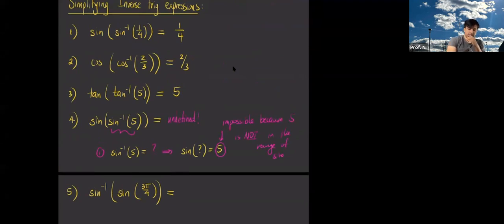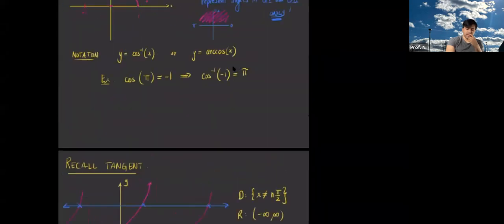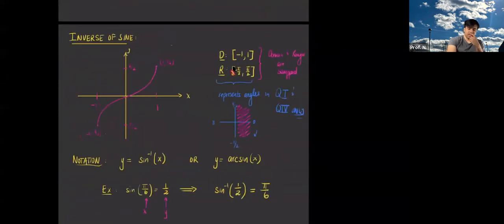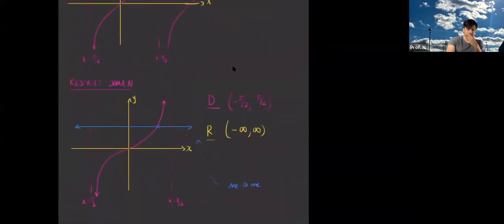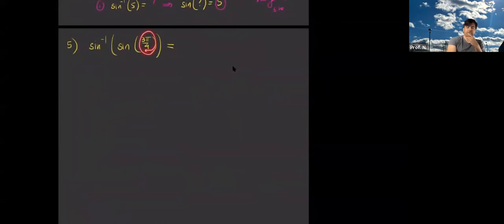Think about it. Sine inverse. What is the range of sine inverse? Didn't we talk about that? The range of sine inverse is negative pi over 2 to pi over 2. Quadrants 1 and 4. What's 3 pi over 4? Isn't 3 pi over 4 quadrant 2? But sine inverse can never produce something in quadrant 2.